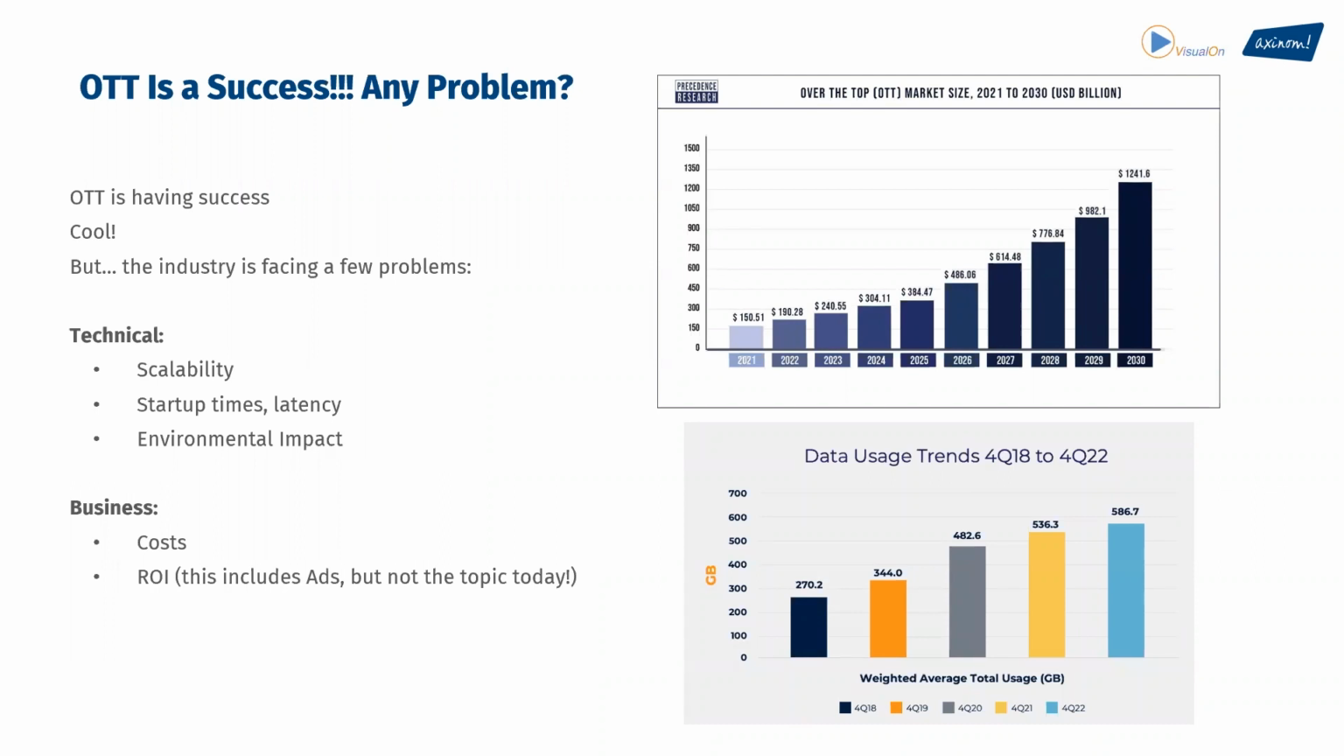Now, it comes with a few challenges. On the technical side, one obvious challenge is to be scalable enough when you have tens, hundreds, and thousands of users streaming content at the same time. You need to make sure that your system is robust enough end-to-end to deliver the content without hiccups and with the best possible quality for everybody. Startup times and latency become more critical as well, in comparison to IPTV streaming, for example. And of course, and this becomes a major concern, the carbon footprint, the impact on the environment, is also a question.